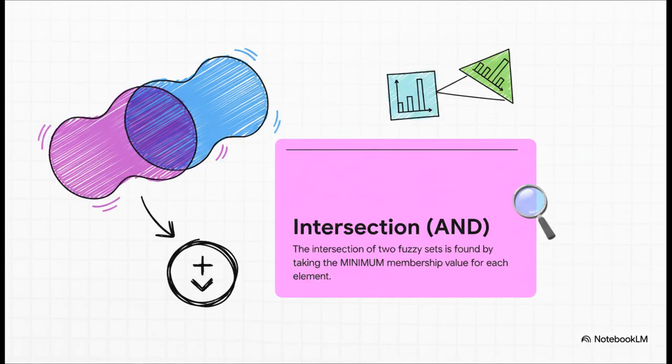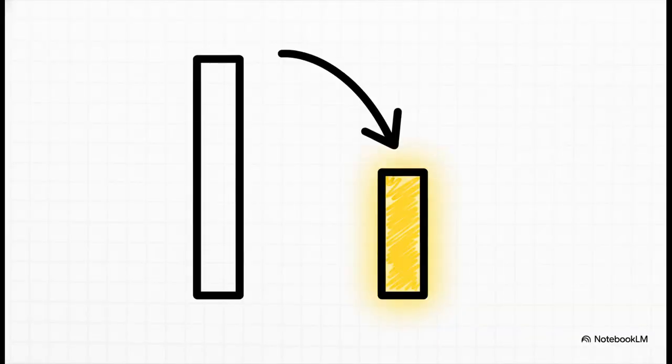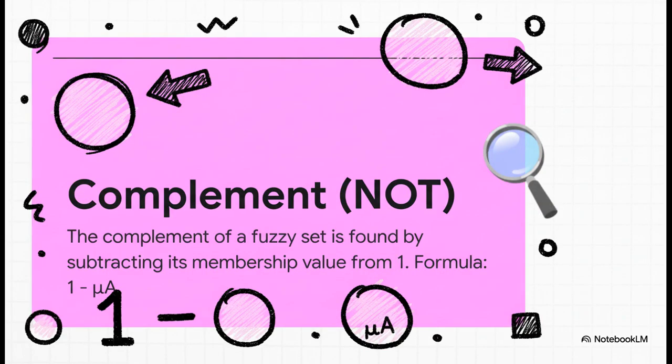Okay, next up is the intersection. This is our fuzzy AND. And as you've probably already guessed, we do the exact opposite of what we just did. This time, we're looking for the minimum value. Let's check out element 20. Its membership in set A is 0.4, but over in set B, it's only 0.1. So for the intersection, we're going to put those two head to head. The minimum of those two is, of course, 0.1, and that becomes our final result for element 20. So what this really tells us is the degree to which an element belongs to both sets at the same time.